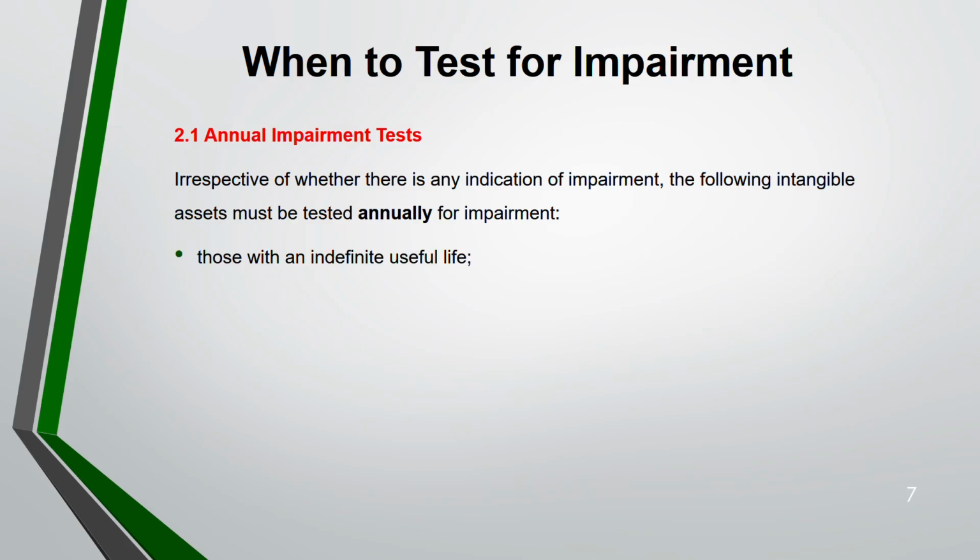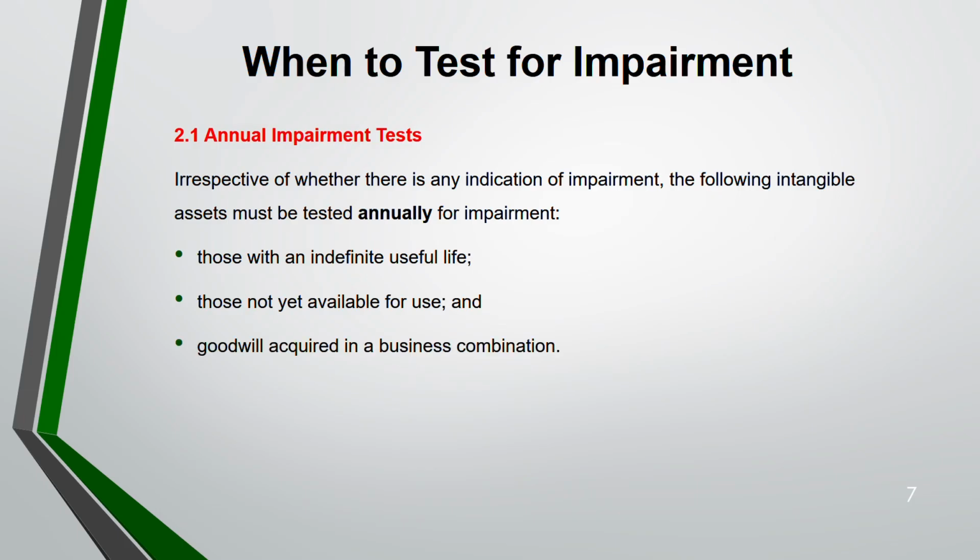Number one, those intangible assets with an indefinite useful life. What is the meaning of indefinite useful life? There is no foreseeable limit. This I have covered under my IAS 38. Next, those that are not available for use yet. Intangible assets that have not been available for use, you have to test annually. Next, goodwill acquired in a business combination. Goodwill is also an intangible asset.